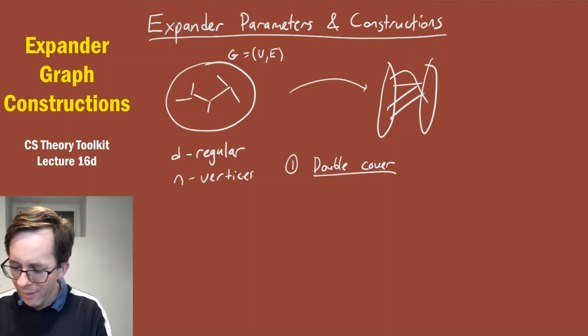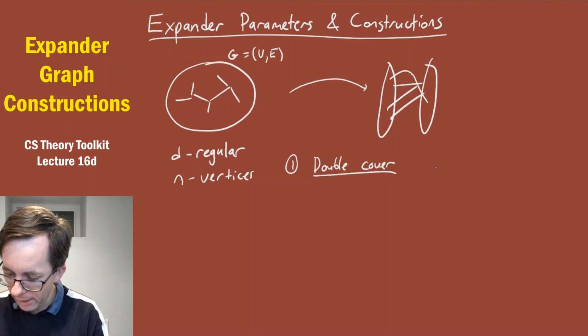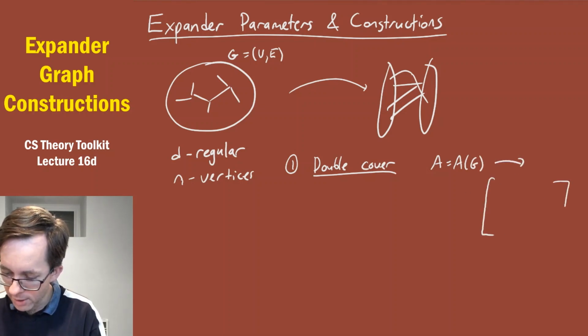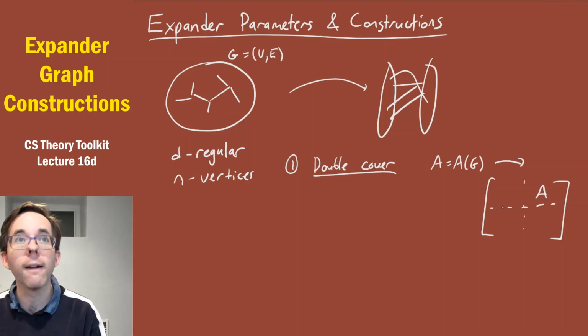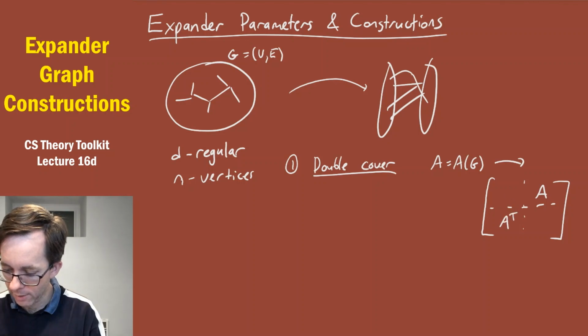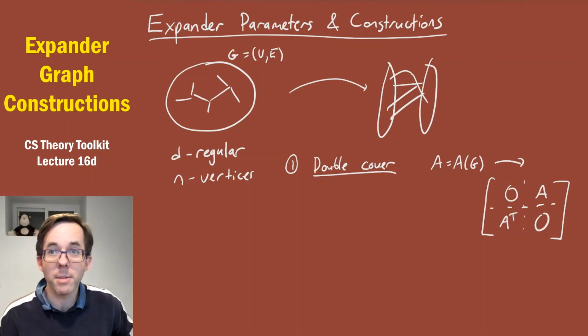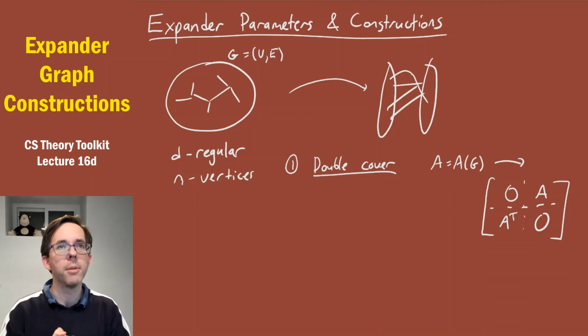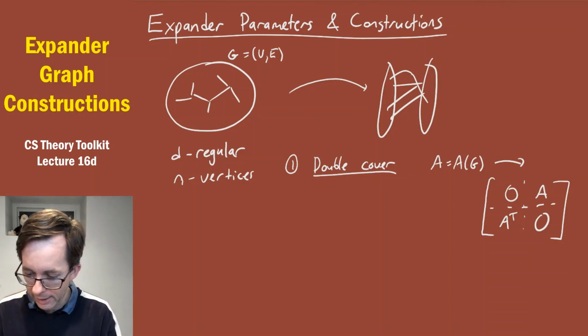Another way to explain it, an easy way to explain it, is if A is the adjacency matrix of G, then the adjacency matrix of the double cover has 2n vertices, so it's twice as big, and it's bipartite, and it kind of looks like this. You put A here, and A transpose here, and zeros here. So if you think about it, that makes a bipartite graph, which is kind of like the one I just described. So that's one way to turn a regular, usual graph into a bipartite graph, and it often preserves the expansion properties.